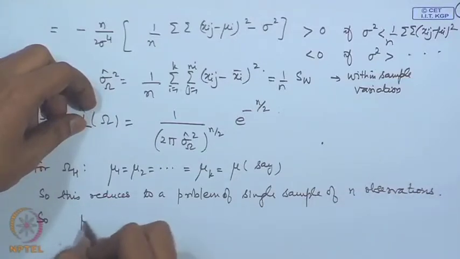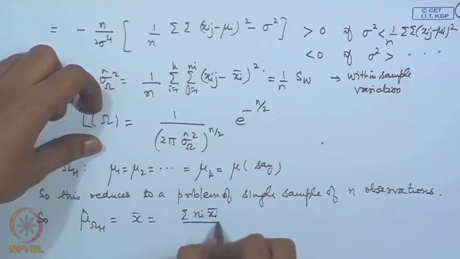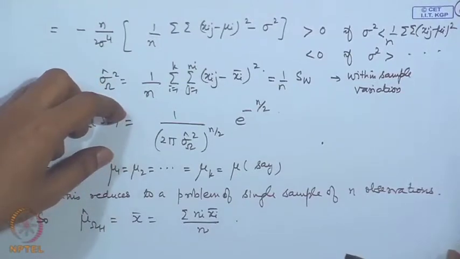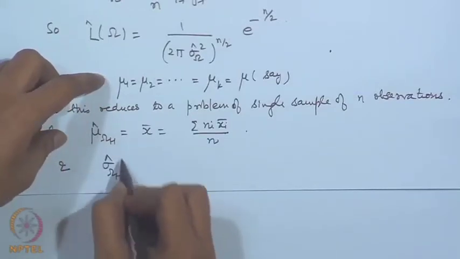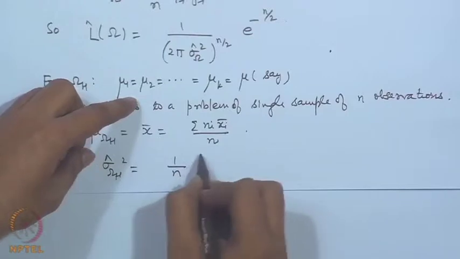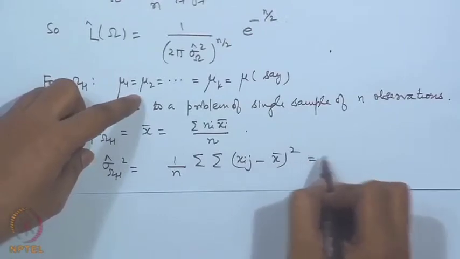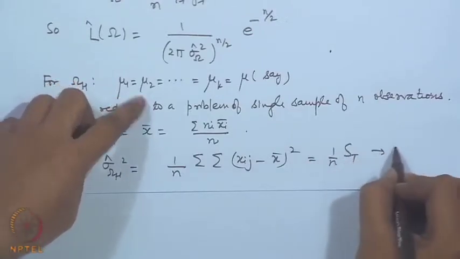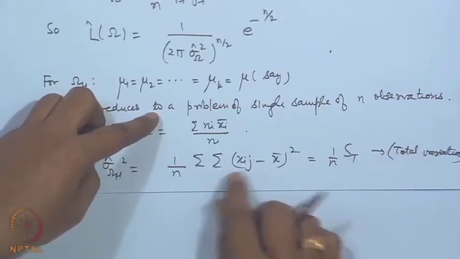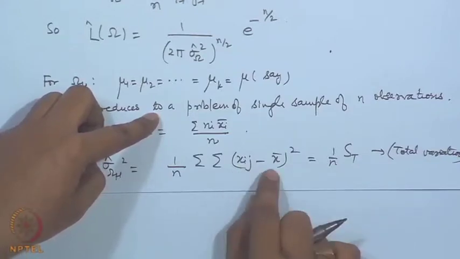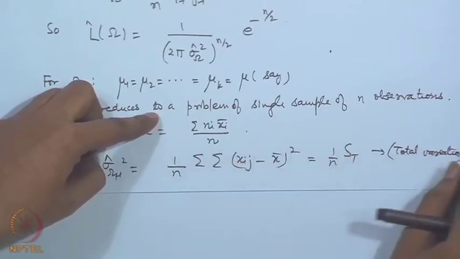So, mu hat omega_H will become simply x bar, that is the sum of n_i x_i bar divided by n, and sigma omega_H hat square will become equal to 1 by n sum of (x_ij minus x bar) square, which I call as 1 by n S_t, that is the total variation, because I am considering the difference of each unit from the grand mean, and then I am taking the sum of squares here. This is the total variation.